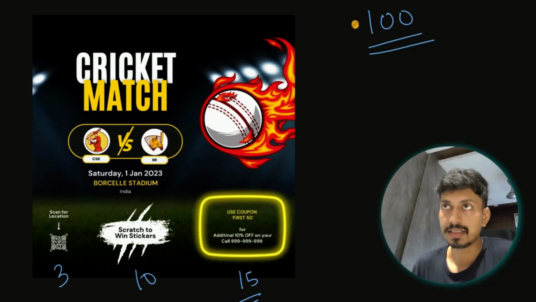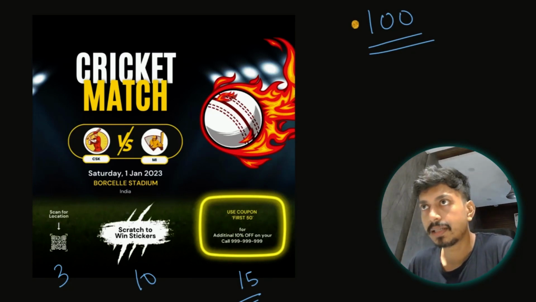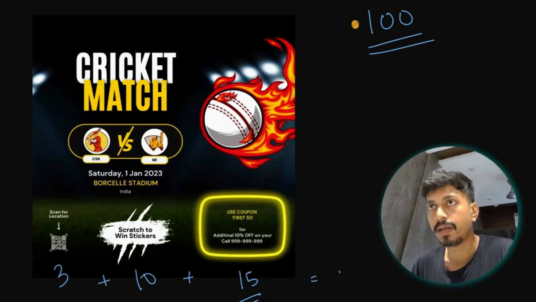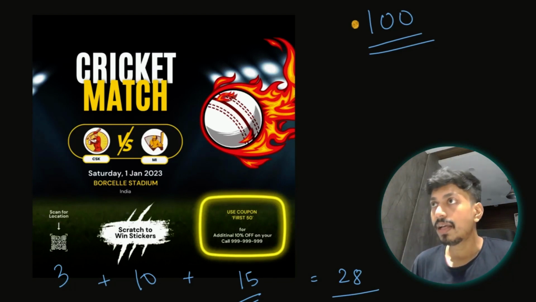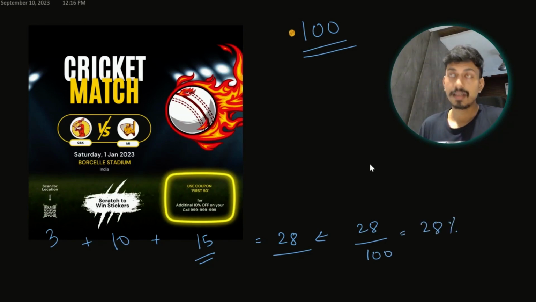Now I want you to understand this. What are the total number of actions taken on this flyer? 3 plus 10 plus 15. I'll just add them up and that will be 28. Right? 3 plus 10 plus 15 is 28. Now, this is the total number of actions that were taken on this flyer. That is 28 out of 100, the total flyers distributed. That is 28%.